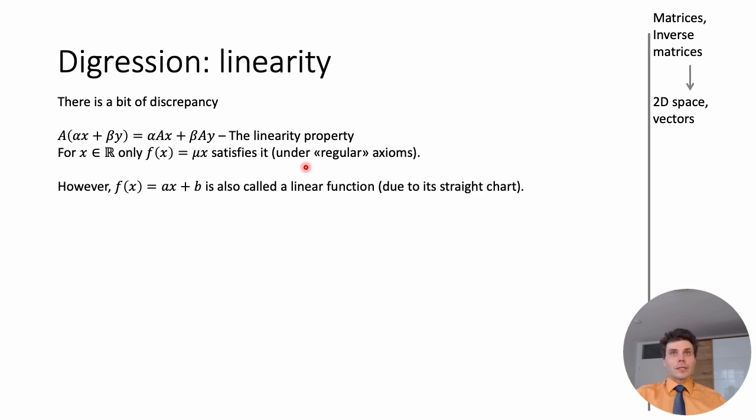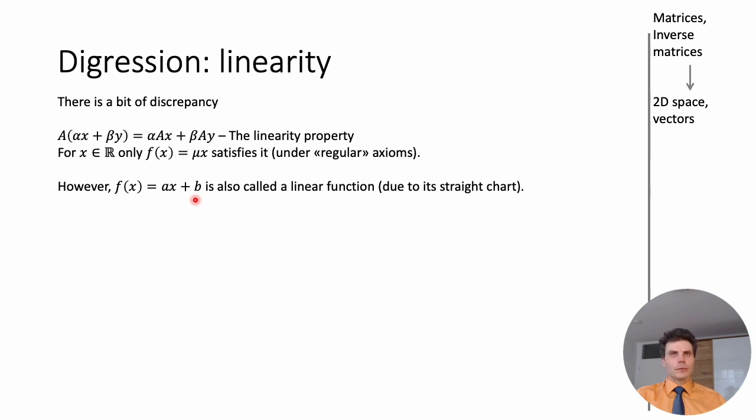However, what is the digression that I want to talk about here? Despite this being the definition of linearity, the function f of x equals a times x plus b, where a and b are fixed real numbers, is also called a linear function. Despite that it does not formally satisfy this property anymore, it is called a linear function informally, simply because its chart is a straight line.